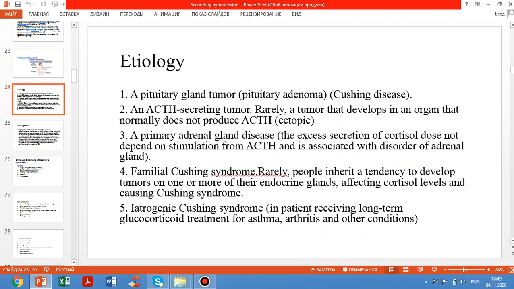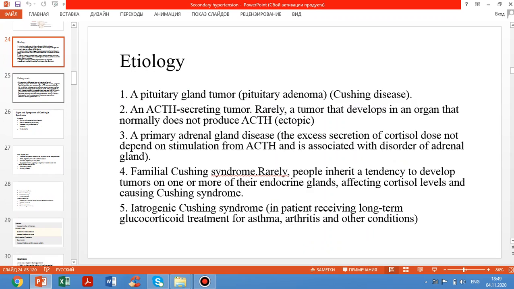Hypercortisolism. Etiology includes a pituitary gland tumor, Cushing disease, an adrenocorticotropic hormone-secreting tumor, rarely a tumor that develops in an organ that normally doesn't produce adrenocorticotropic hormone, ectopic. A primary adrenal gland disease, where the excess secretion of cortisol doesn't depend on stimulation from adrenocorticotropic hormone and is associated with disorder of the adrenal gland.